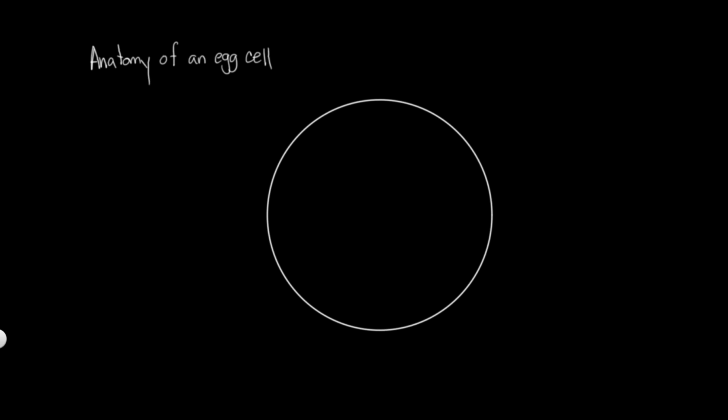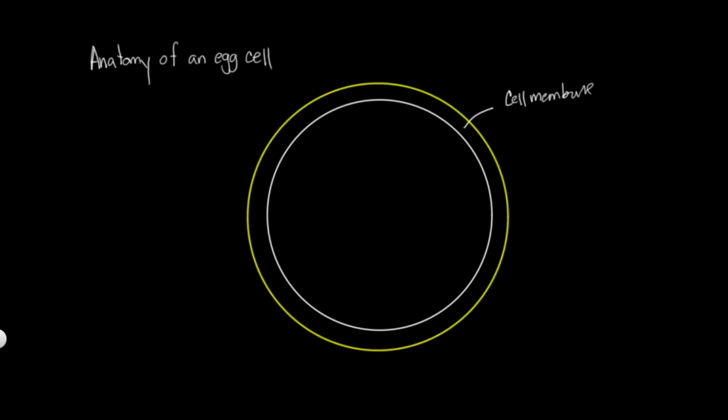So this represents the cell membrane. And there's a layer that surrounds the cell membrane in many vertebrate organisms, and it's called the vitelline membrane. And it's got a bunch of glycoproteins in there, some of which extend from the cell membrane out into that space there.